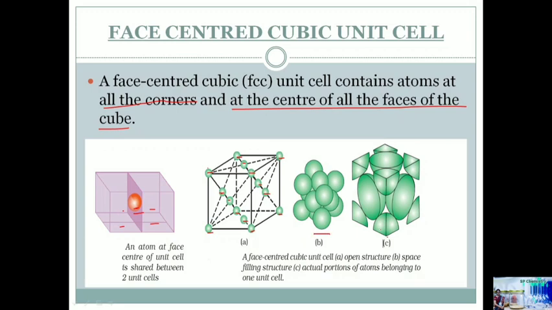And here we will see the actual portion of atoms belonging to 1 unit cell. Here already we have seen at the face center 1 atom is shared between 2 unit cells. So its contribution is 1 by 2. Here you see. And like this, how many atoms are present? At face centers, 6 atoms. Here 3 are visible and the 3 other sides are not visible, just opposite sides.